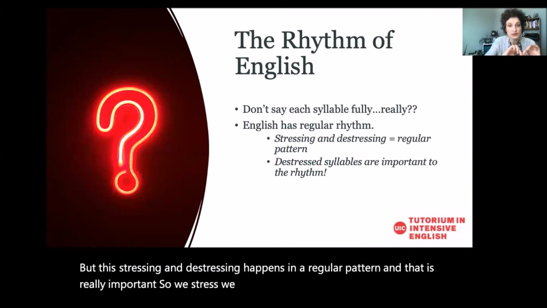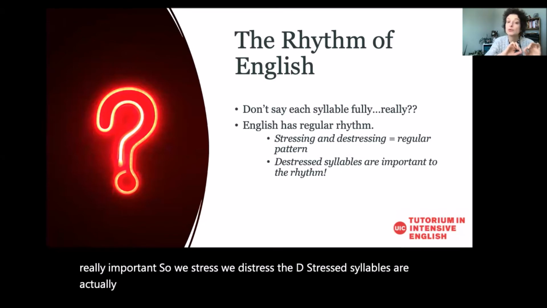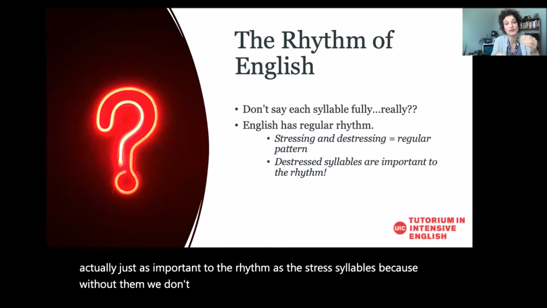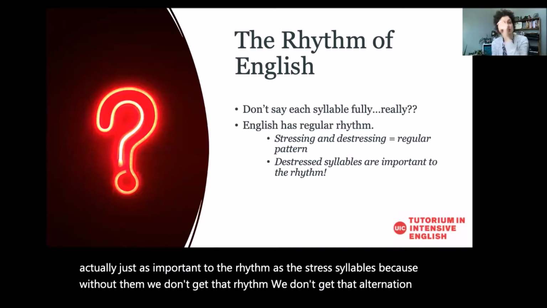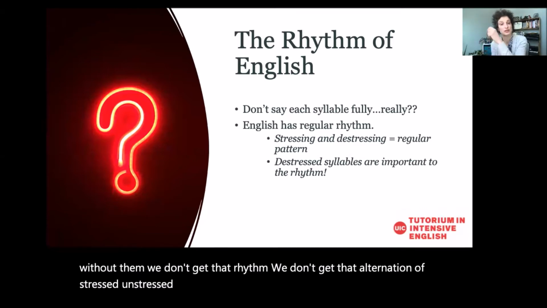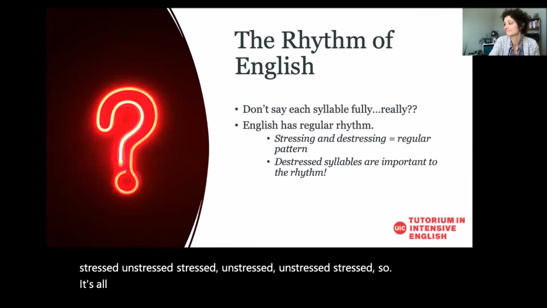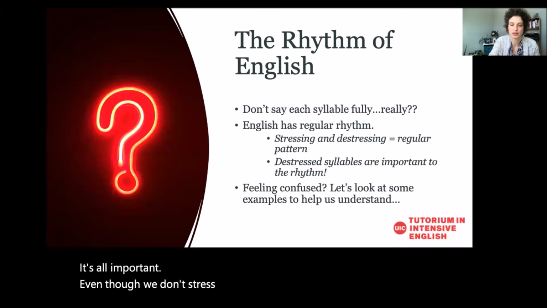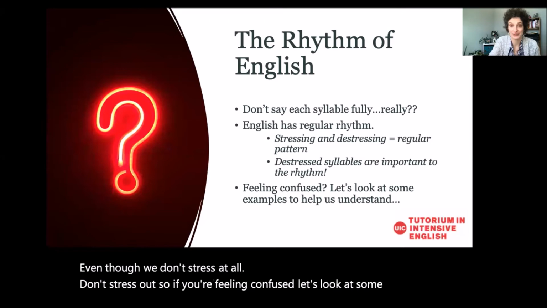The de-stressed syllables are actually just as important to the rhythm as the stressed syllables, because without them, we don't get that rhythm. We don't get that alternation of stressed, unstressed, stressed, unstressed, unstressed, stressed. So it's all important, even though we don't stress at all. Don't stress out. So if you're feeling confused, let's look at some examples to help us understand.